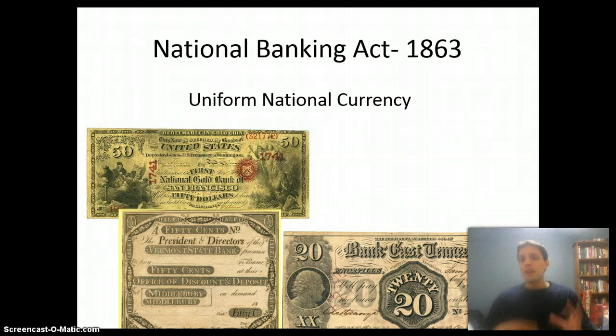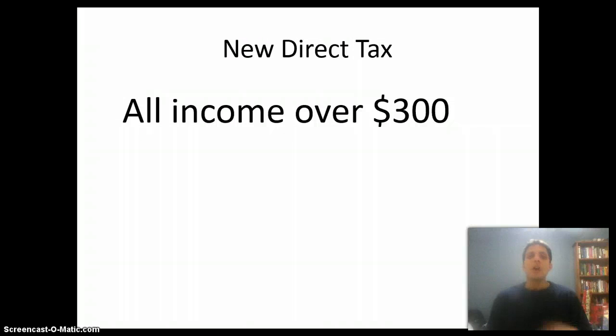Again, they didn't necessarily have a uniform currency within the United States at the time, and so this creates more uniformity within the country. And then finally, they're going to place a tax on all people who make over $300 at the time, and so it's a pretty significant amount of money. This is going to come up again in the draft, so I want you to keep that figure in mind. But they're placing a direct tax on people at the time.